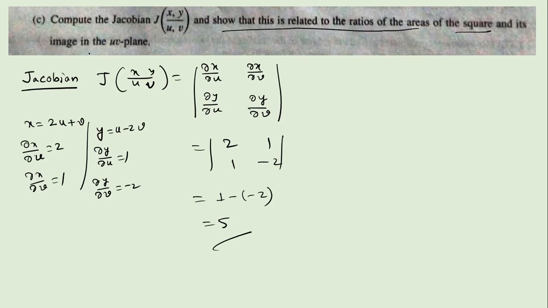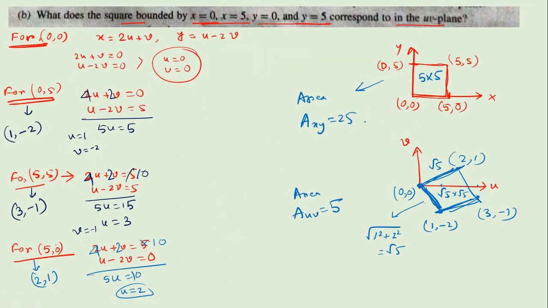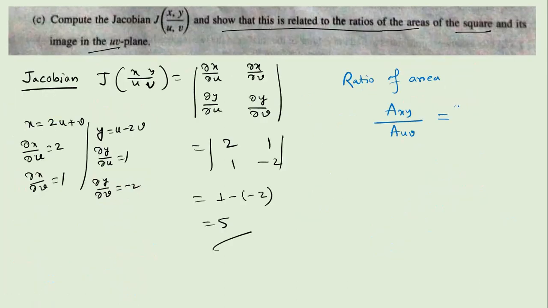And this is related to the ratio of the area of the square and its image. So what will be the ratio? The ratio of area A in xy by A in uv. You get A in xy is 25 and this is 5. So this is 25 by 5, this is 5, and you can see this 5 is nothing but equal to the Jacobian. So the Jacobian is nothing but the ratio of the area of the square in the two planes, that is the uv plane and the xy plane. Clear?